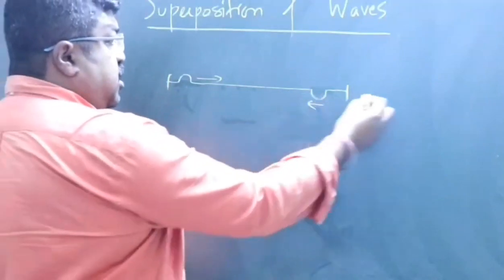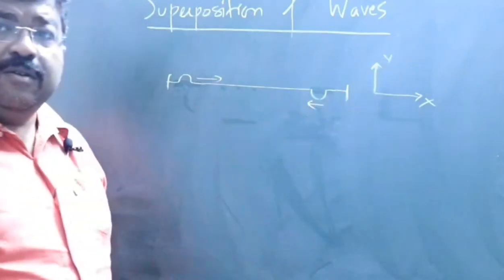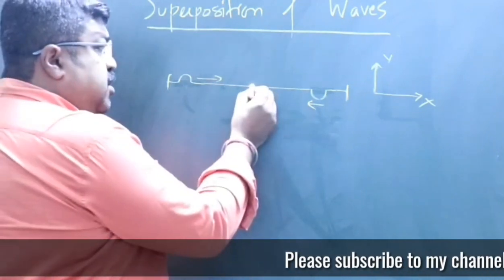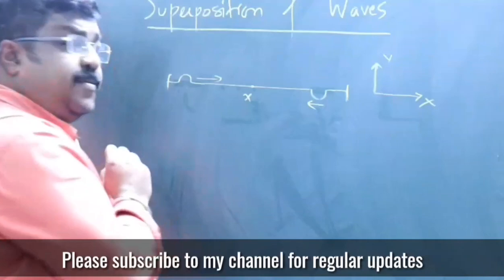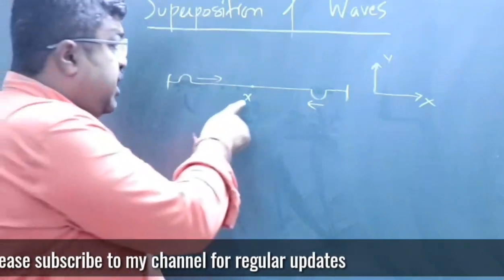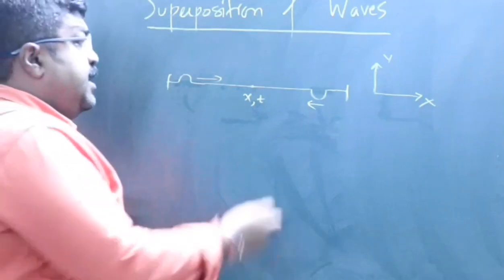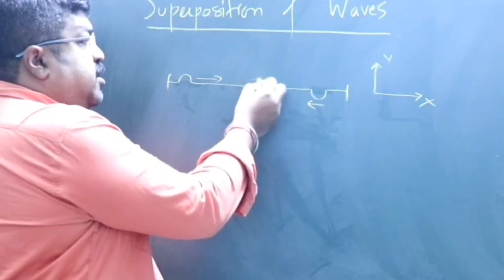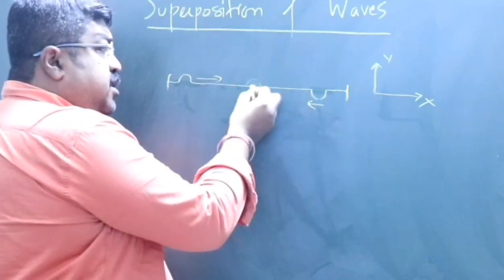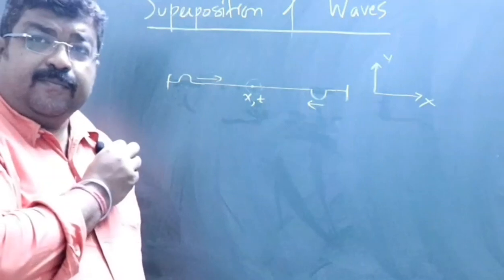Now suppose this horizontal direction is the x-axis, and the vertical direction is the y-axis. So this is the x direction. Now suppose this is some position x, and this wave reaches this position x at time t, and it produces a displacement in this direction. Now this wave reaches the same position at the same time, producing displacement in the downward direction.